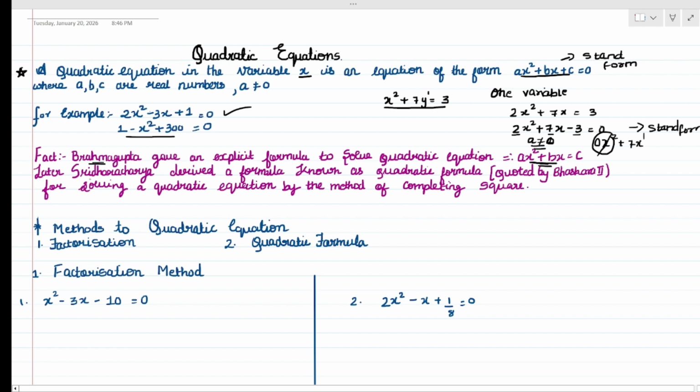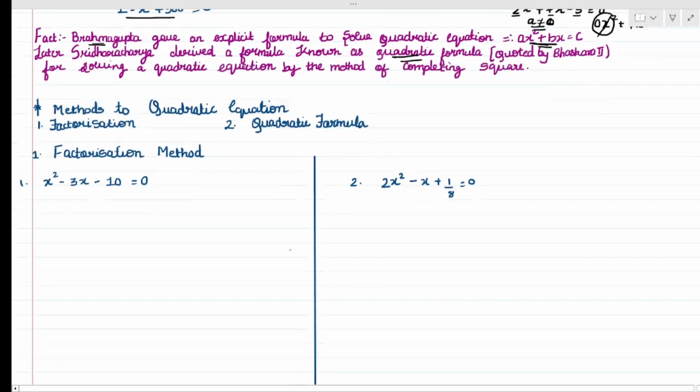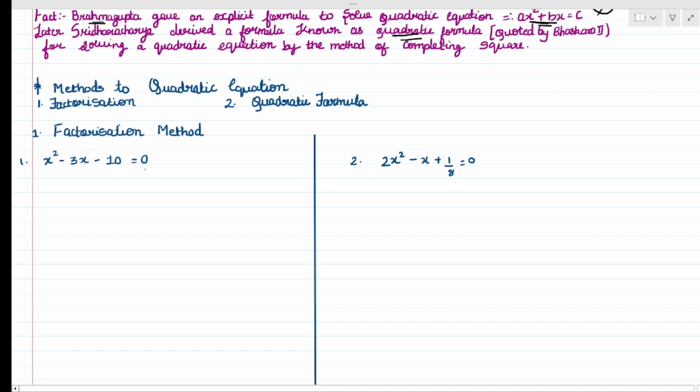Later, who came into the picture? Sridharacharya derived a formula known as the quadratic formula, which is quoted by Bhaskara II too. Bhaskara II has quoted this quadratic formula in his book for solving any quadratic equation by the completing square method. Now, the completing square method is not for your course. We are going to study only two methods: first is factorization and second is the quadratic formula. So in this chapter, we are going to learn two methods for solving a quadratic equation.